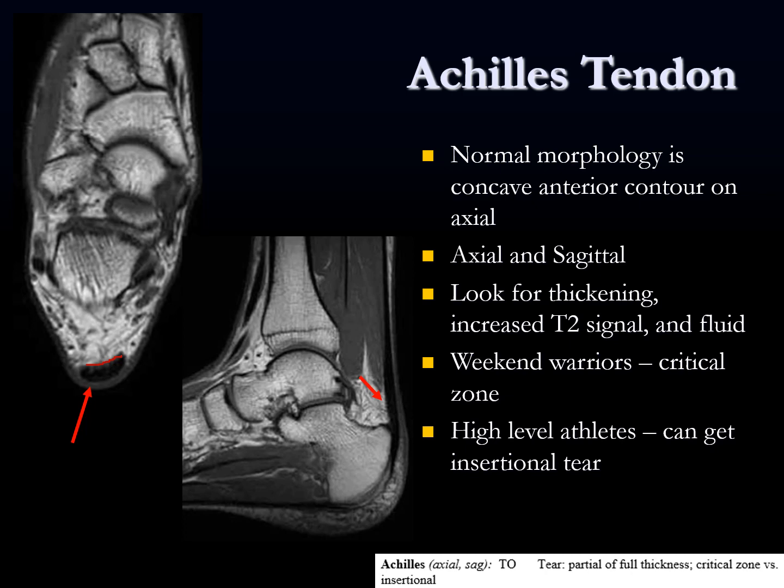I look at it on axial and sagittal, looking for Achilles tendinosis, which will be thickening and increased T2 signal. If you have any kind of fluid or disruption, you can start to talk about partial tears. There are different areas where these tear depending on the clinical scenario. The weekend warriors, middle-aged guys or whoever, tend to get the critical zone tear, which will be a little bit more of a superior tear. High-level athletes could potentially get the more insertional tear, just as a general rule.